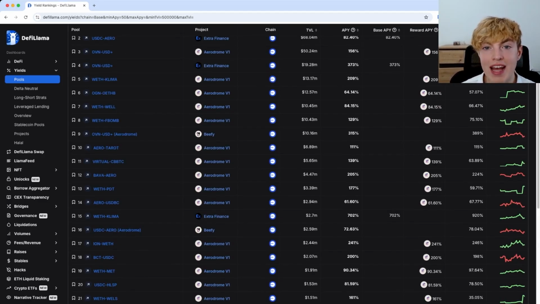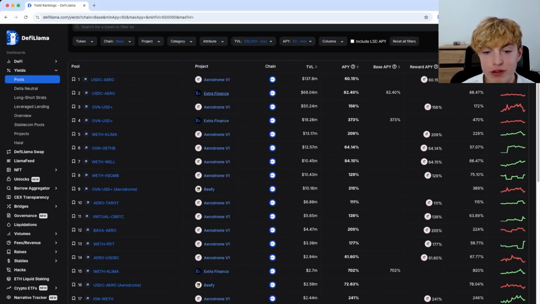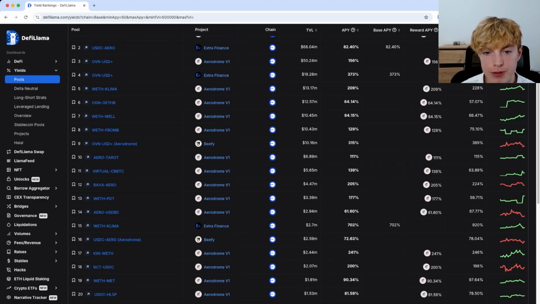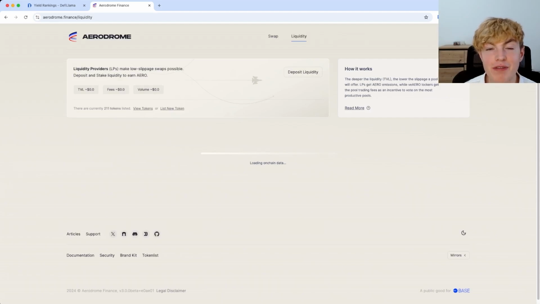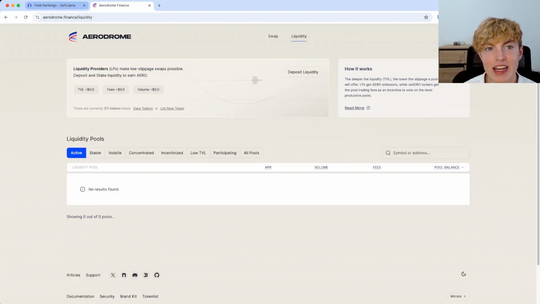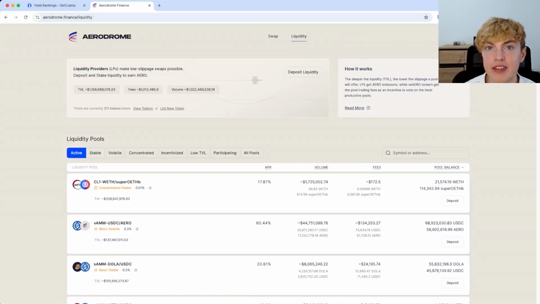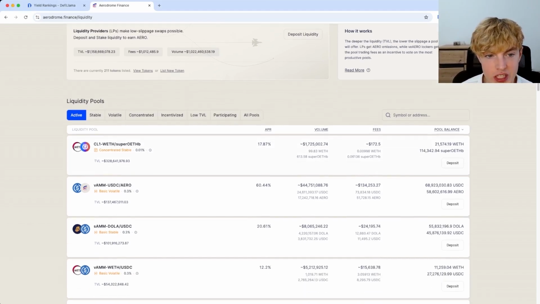However, you will notice that as we start to dive into platforms like Extra Finance or Beefy, these platforms are aggregators. And they're aggregators for sites like Aerodrome, which means that we're most definitely going to want to pull up the Aerodrome website instead of looking at Beefy or Extra Finance. So this is where a lot of the pools are, it seems. So I'm going to head over to the liquidity section. You can see a ton of pools right here.